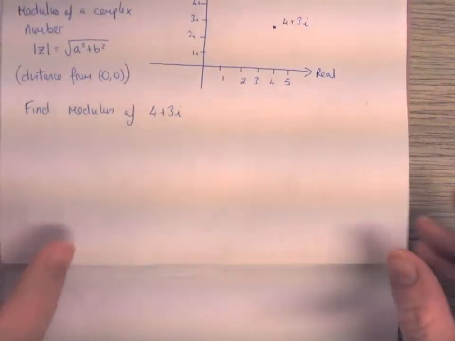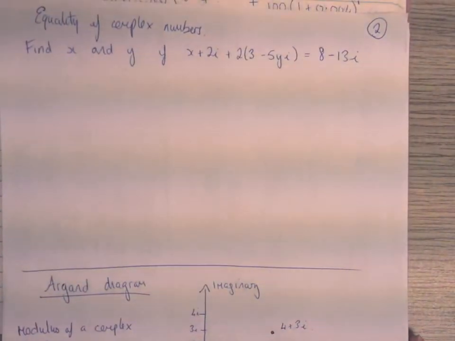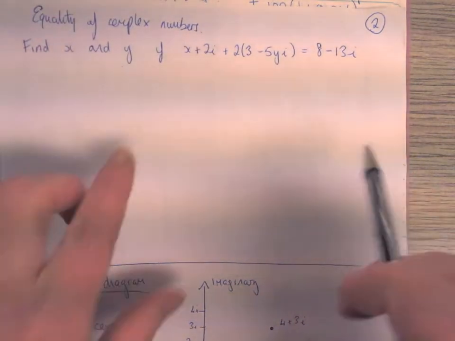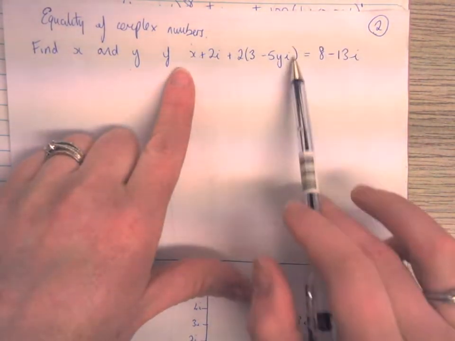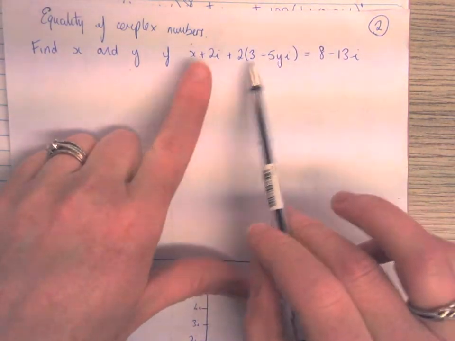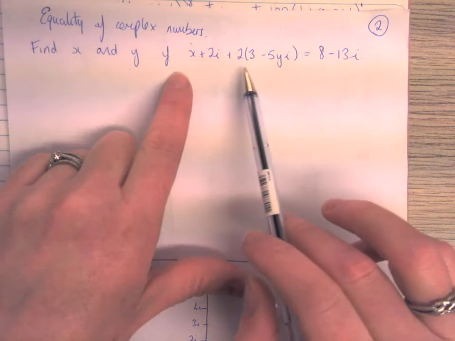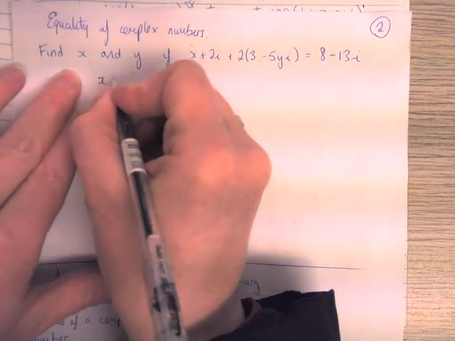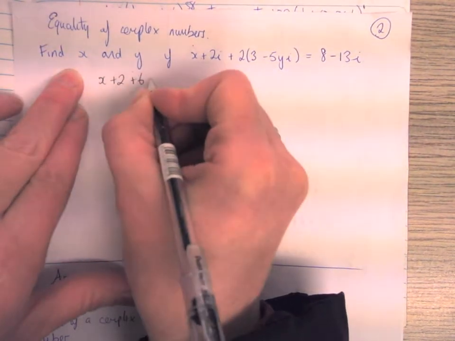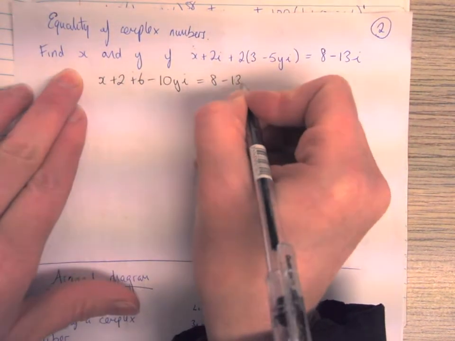So if two complex numbers are equal, then their real bits are equal and their imaginary bits are equal. Here we have find x and y if this is equal to 8 minus 13i. So multiply out this side, put all the real bits together. The real bits, although they're in terms of x's and y's and numbers, are the bits that don't have i with them. So we have x plus 2 plus 6 minus 10yi equals 8 minus 13i.